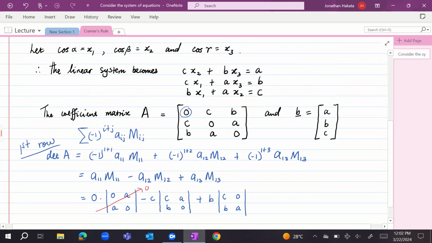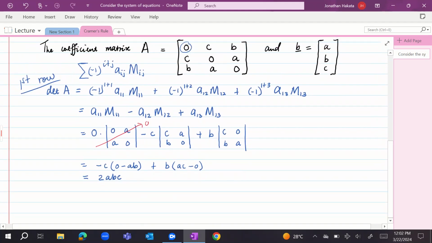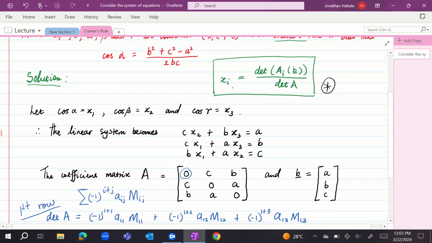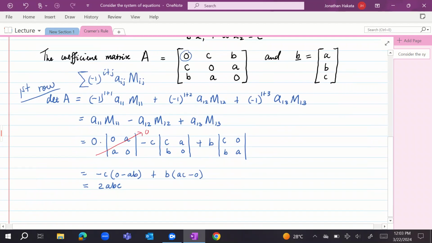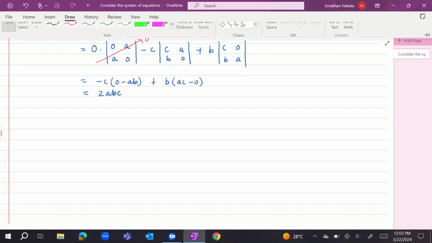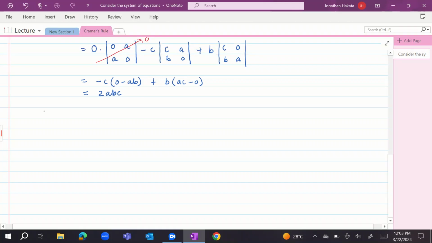Now remember guys, why are we calculating this? We said, according to this formula, if we want x1, we will need the determinant of A1b and the determinant of A. So we have calculated this denominator, and we need to calculate the numerator now. In order for us to calculate the determinant of A1b, we need to determine the matrix A1b first. A1b is none other than you take the original matrix A, but to it you replace the first column. That's the one.